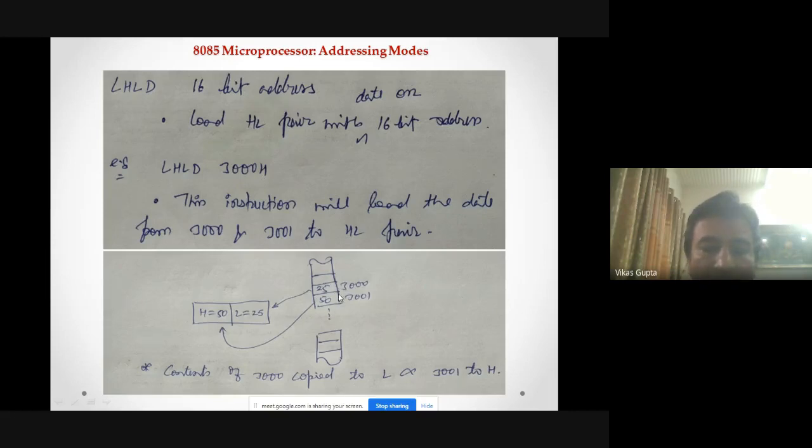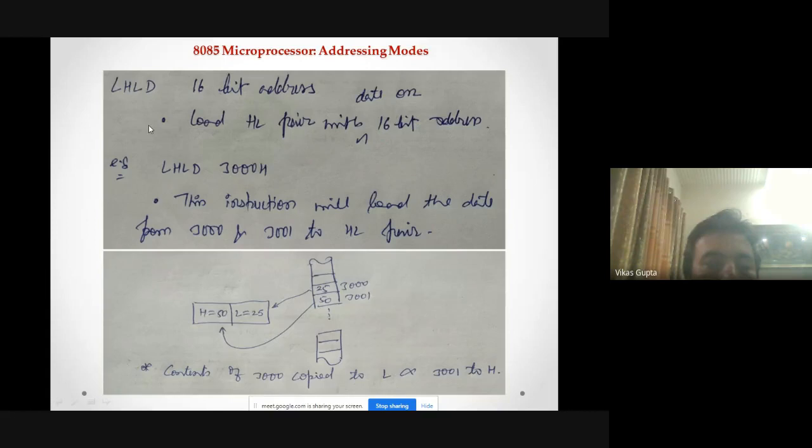3000 के पास जो लोकेशन के पास जो डाटा रहेगा वो L में चला जाएगा, and जो next address रहेगा 3001, that data will move to the H. Remember, जो आपके पास first byte होगा वो हमेशा move करेगा lower register में, I mean L में, और जो upper byte होगा, I mean the second memory location, that will go into the H. So remember, content of 3000, that means 25, copied to L and 3001 gets copied to the H.